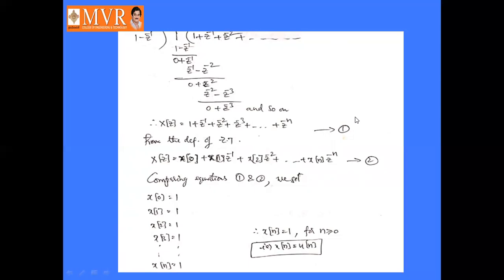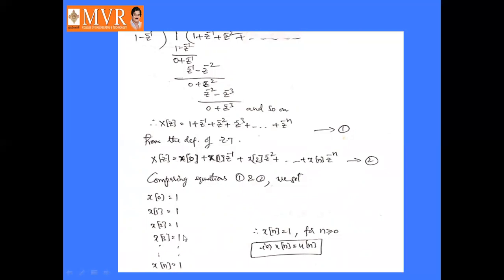That is taken as equation number 1. But as per the definition of the Z transform, X of z is x of 0 into z power 0 plus x of 1 into z power minus 1 plus x of 2 into z power minus 2 plus and so on up to x of n into z power minus n. This is equation number 2. By comparing equations 1 and 2, x of 0 is 1, x of 1 is 1, x of 2 is also 1, and x of 3 is also 1. So all these values are 1.